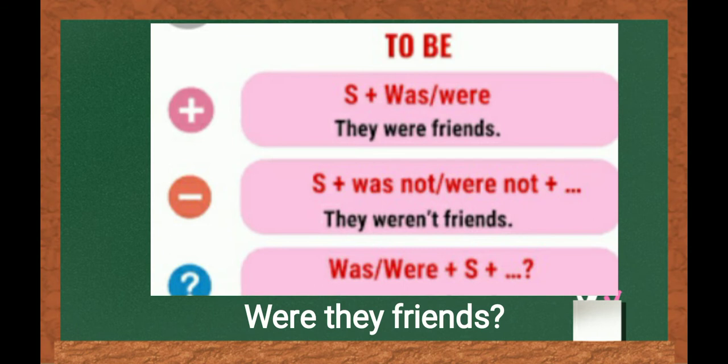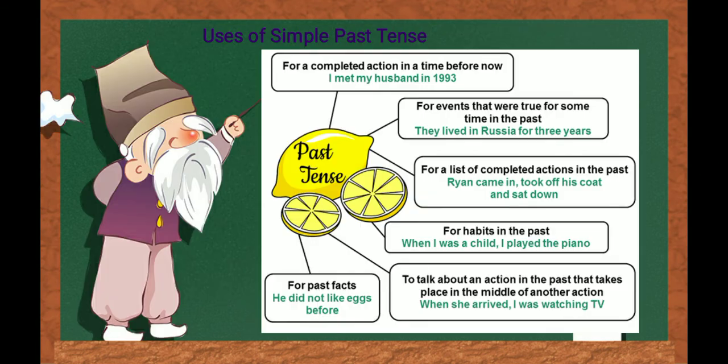Students, I hope you understood the sentence structures carefully. Now, when do we use simple past tense? Okay, let's read the uses of simple past tense. First, we use simple past tense for a completed action in a time before now. The action which is already completed in a time before now. For example, I met my husband in 1993. This action was already completed.